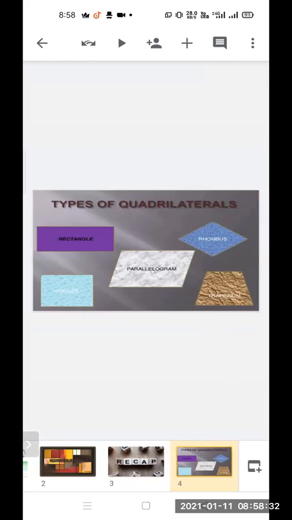In quadrilateral, we have studied various types of quadrilateral. Yes, we have studied five types of quadrilateral. The first one is parallelogram. This parallelogram is very important in this chapter. We have also studied the definition of parallelogram and its various properties. So today also, once again, recall the types of quadrilateral. The first one is the parallelogram.